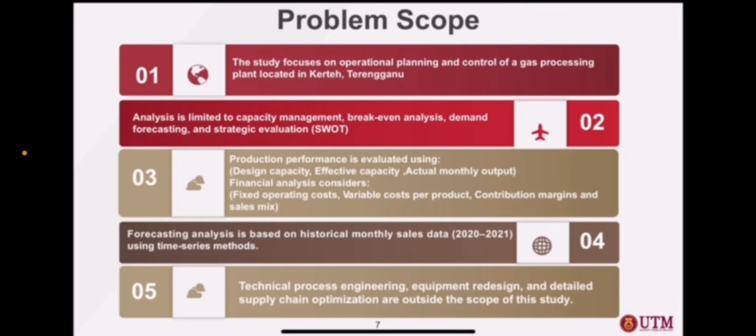For this one is our problem scope. This study focuses on a gas processing plant located in Kerteh, Terengganu. The analysis is limited to capacity management, break-even analysis, demand forecasting, and strategic evaluation. Forecasting is based on monthly sales data from 2020 to 2021. Technical process design, redesign, and detailed supply chain optimization are excluded.